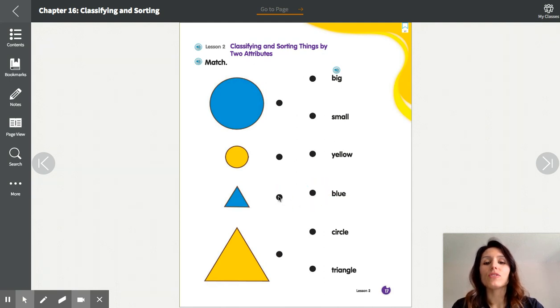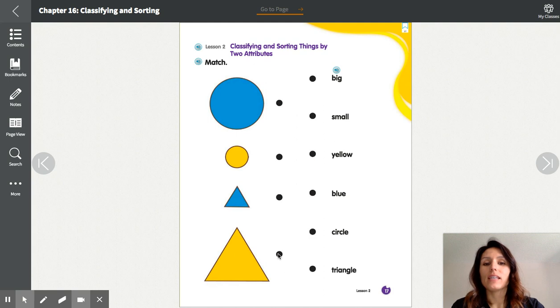And then is it a circle or a triangle? A triangle. So here down to here. And last but not least, we have this shape. Is it big or small? Big. So you're going to go from here all the way up to the top. That's a big line. Next, is it yellow or blue?